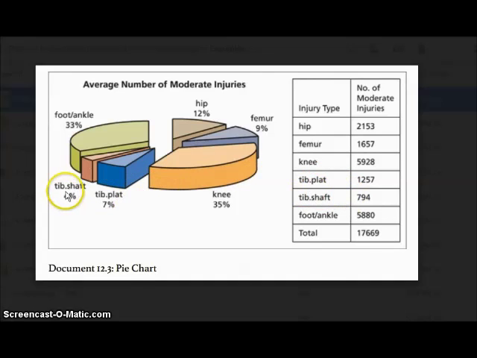And also things like, think about your labeling, right? So tib shaft and tib plat. Those are very scientific terms, and this data is not for scientists. It is for policymakers. So having things like tib shaft and tib plat is probably not the best way to describe those. It would make the reader have to go do additional research, which would be unnecessary.